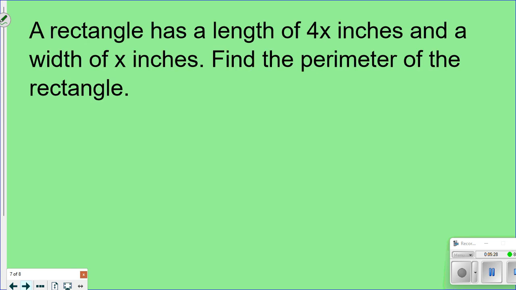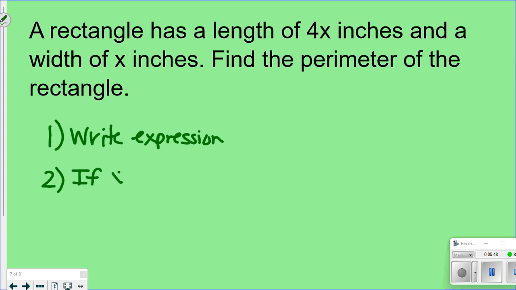The last thing I want to talk about today, I told you, short and sweet video, is a story problem. So the story problem is going to have two things most likely. It's going to say write an expression. And the second thing, it'll probably say, and I'm going to add this to this one, if x equals blank, solve. All right, so this problem says a rectangle has a length of 4x inches and a width of x inches. Find the perimeter of the rectangle.